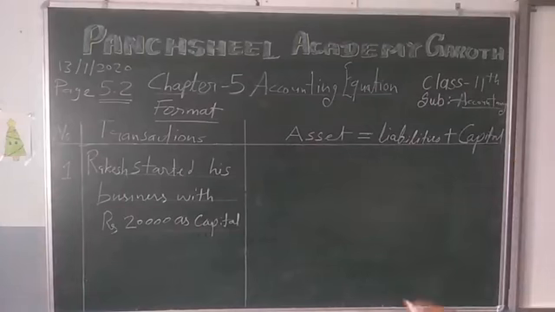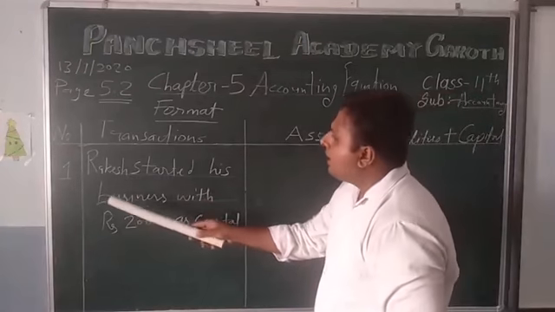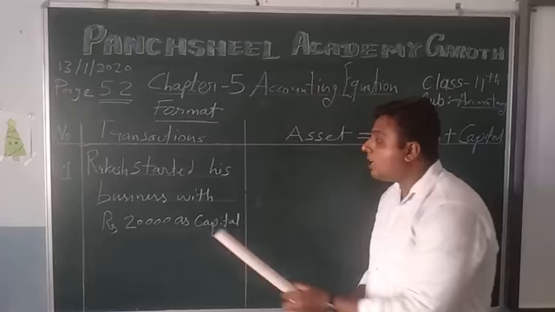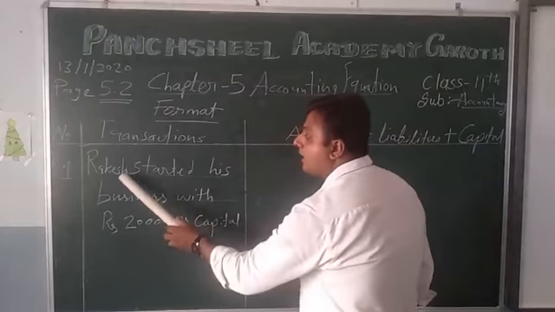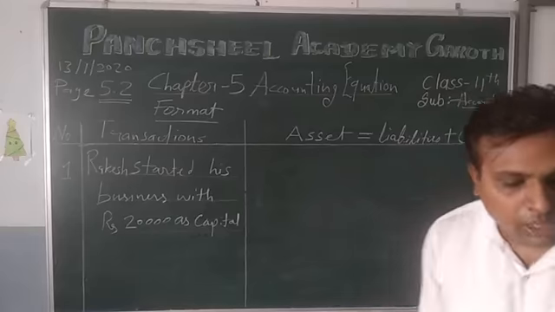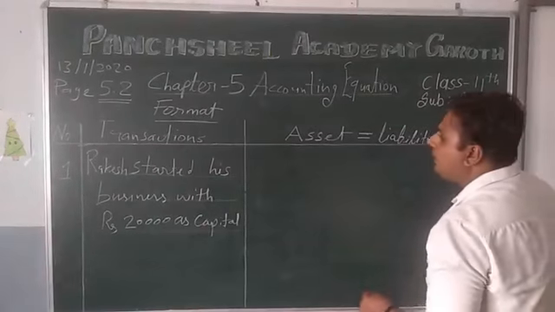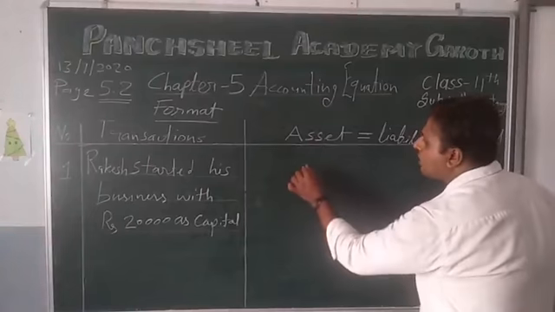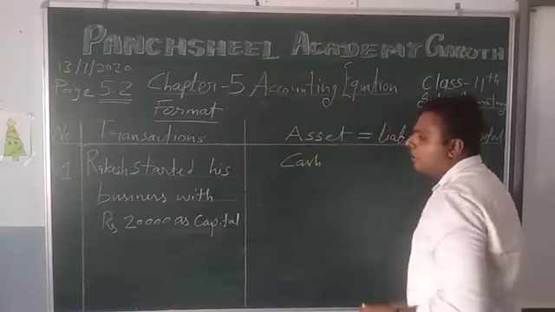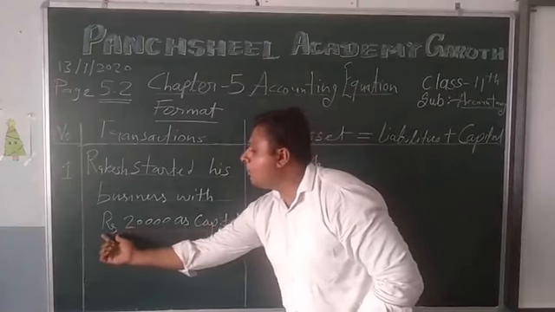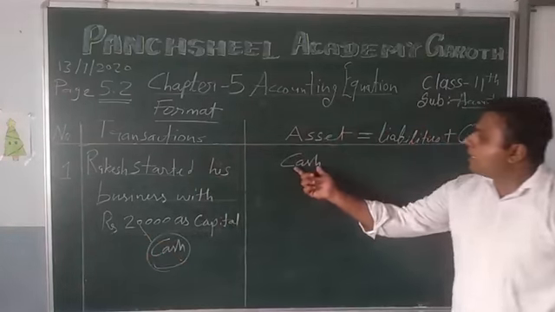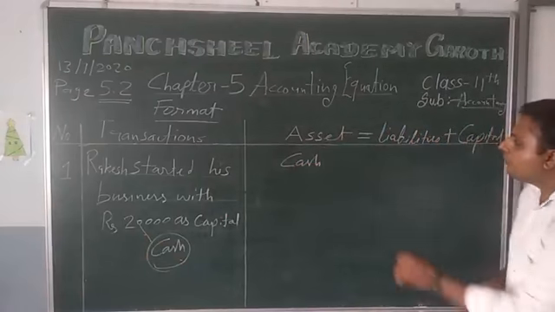Here, first of all, the question is given to us. Rakesh started his business with 20,000 as capital. Rakesh is an entrepreneur. He started the business with rupees 20,000. So 20,000 is capital. What did he do? He brought in cash. Notice, cash is an asset. He started with 20,000 rupees cash.